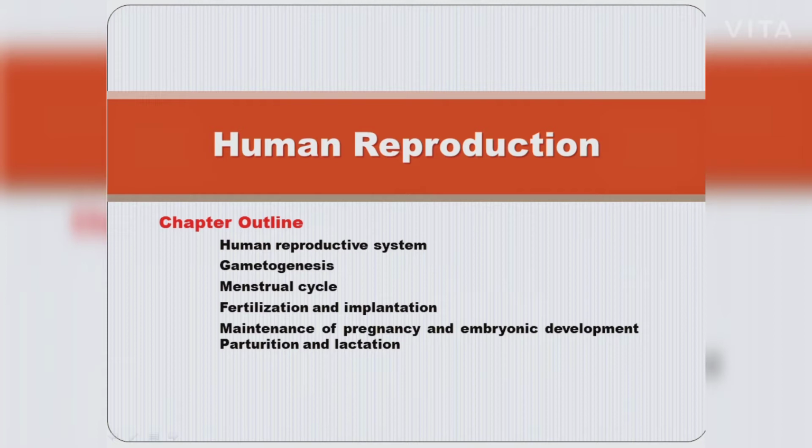Reproduction is inevitable for the existence of a species. The reproductive system has four main functions: to produce the gametes, namely sperms and ova, to transport and sustain these gametes, to nurture the developing offspring, and to produce hormones.